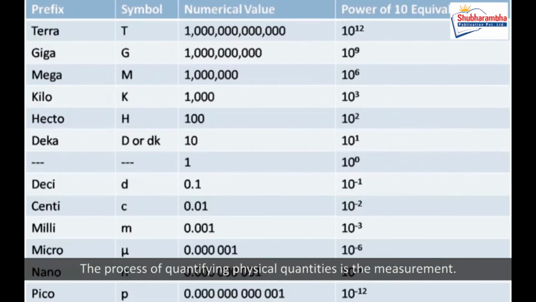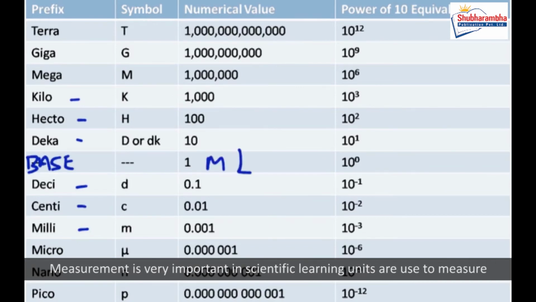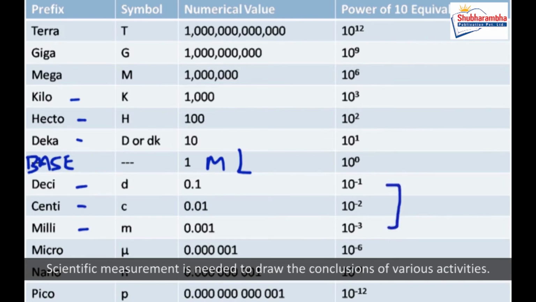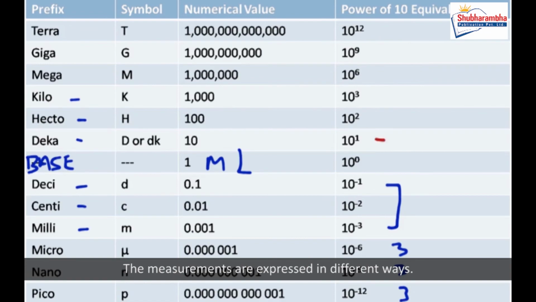Scientific measurement. The process of quantifying physical quantities is measurement. Measurement is very important in scientific learning. Units are used to measure the physical quantities. Scientific measurement is needed to draw the conclusions of various activities. The measurements are expressed in different ways.